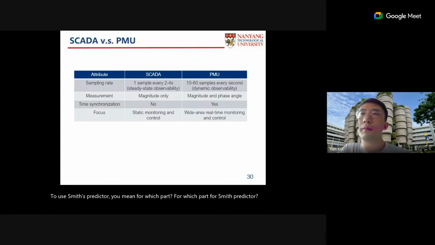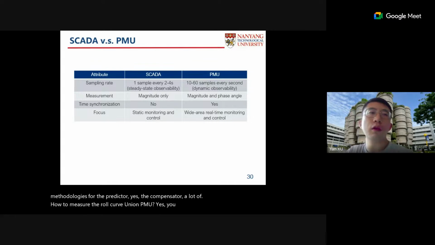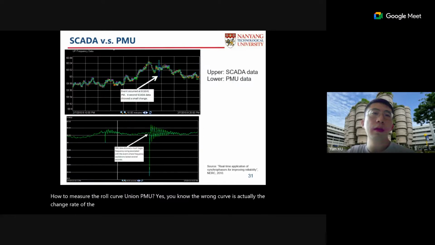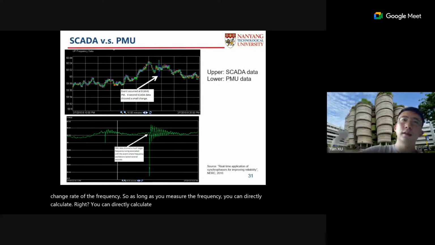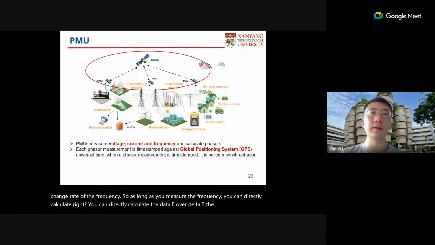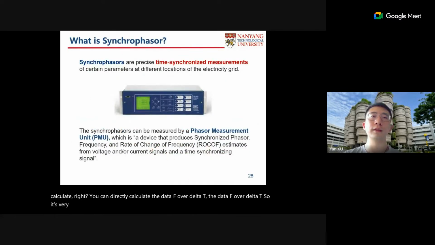Okay. For communication, yes, certainly there are different methodologies for predictor. Yes, the compensator, a lot of. How to measure the rate curve using PMU? Yes, you know the rate curve is actually the change rate of the frequency. So as long as you measure the frequency, you can directly calculate delta F over delta T. So it's very straightforward. As long as you have the measurement, you can certainly calculate that.